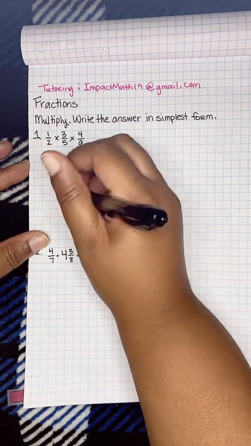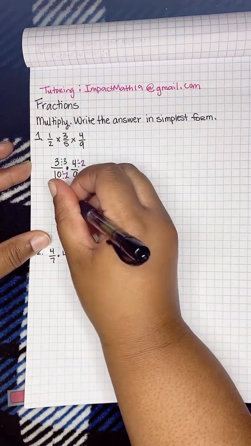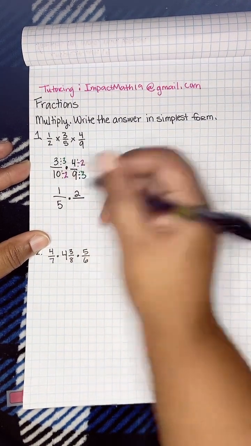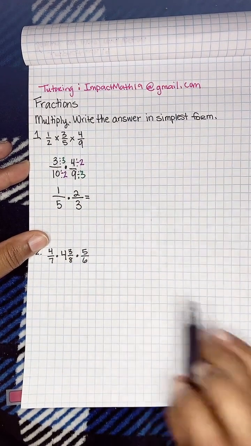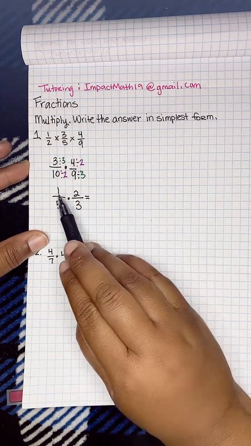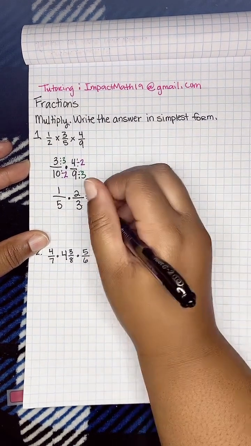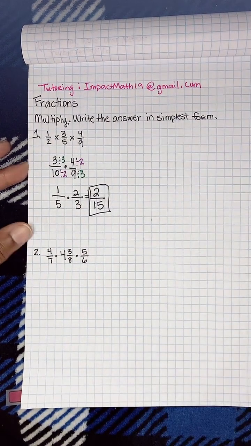So 3 divided by 3 goes to a 1. 10 divided by 2 goes to a 5. 4 divided by 2 goes to a 2. And 9 divided by 3 goes to a 3. So 1 times 2 gets us 2 over 5 times 3 gets us 15. And we get 2 over 15.